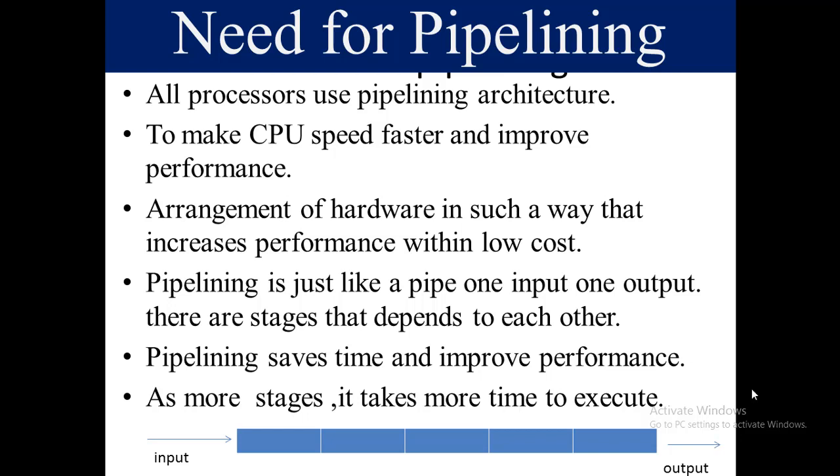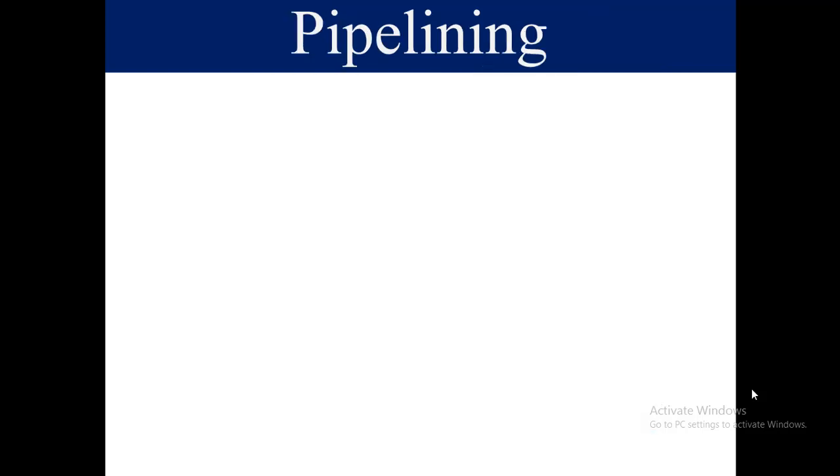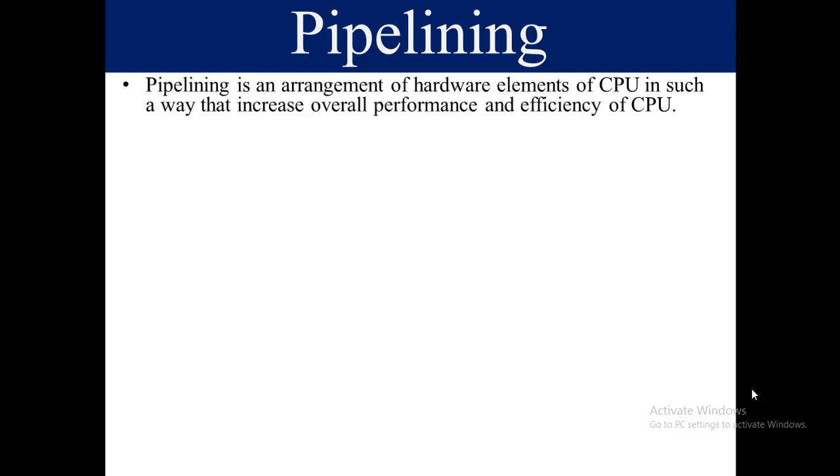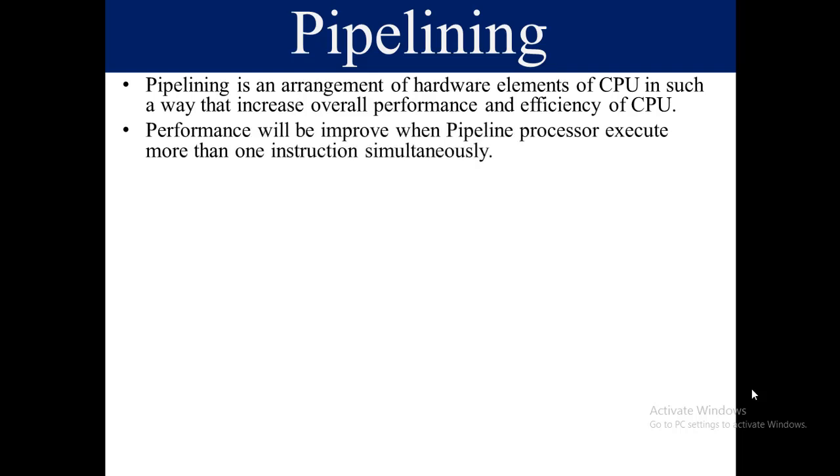So we have discussed different advantages of pipelining, but the pipelining technique is basically an arrangement of hardware elements of the CPU in such a way that it increases the overall performance and efficiency of the CPU. Performance will be improved when the pipeline processor executes more than one instruction simultaneously. How can it execute more than one instruction?